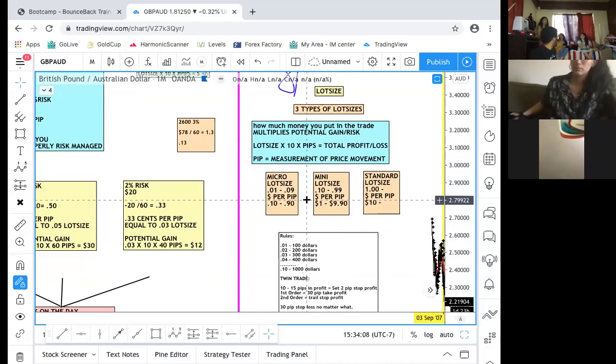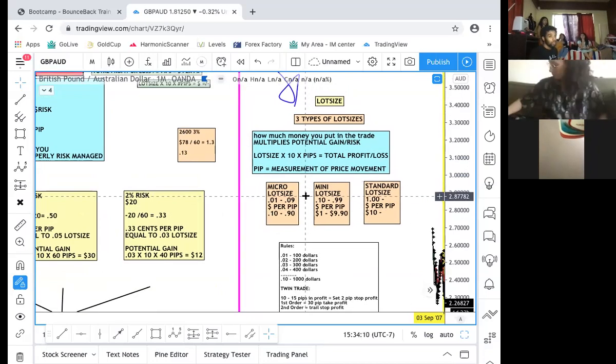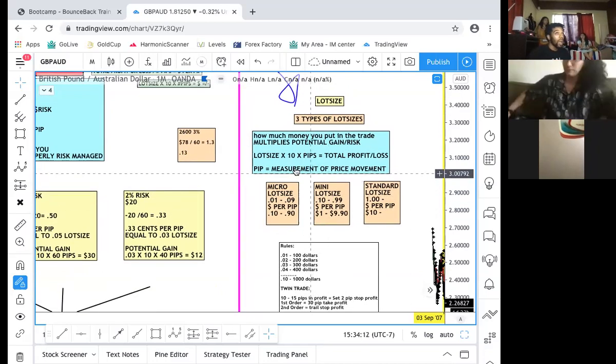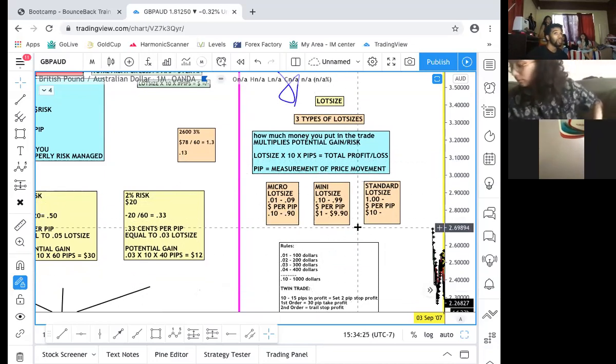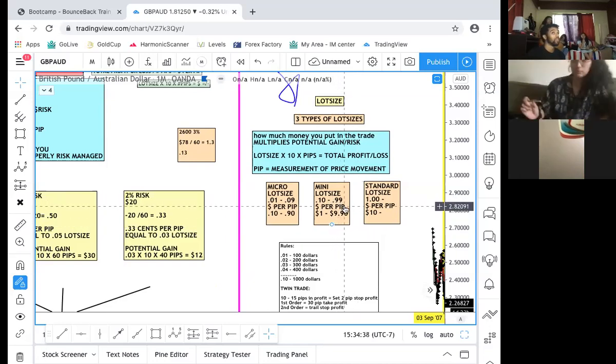We would have caught $30. How we know that is we do our lot size, 0.10 times 10. That gives us $1 times however many pips, which is 30. 1 times 30 equals $30. So now our largest mini lot size is a 0.99, which is going to be $9.90 per pip.